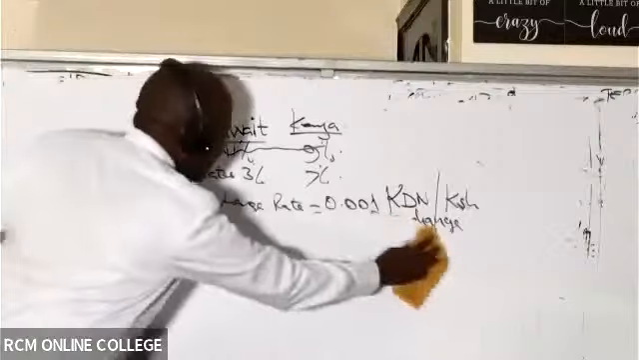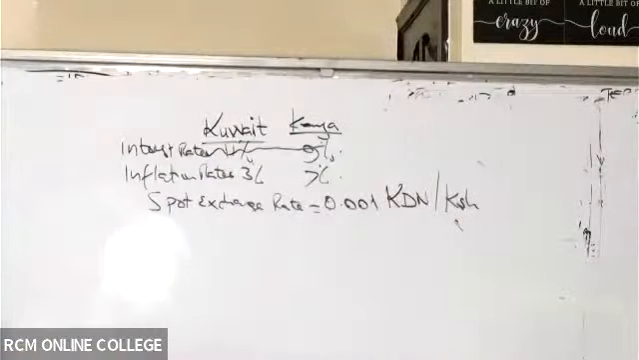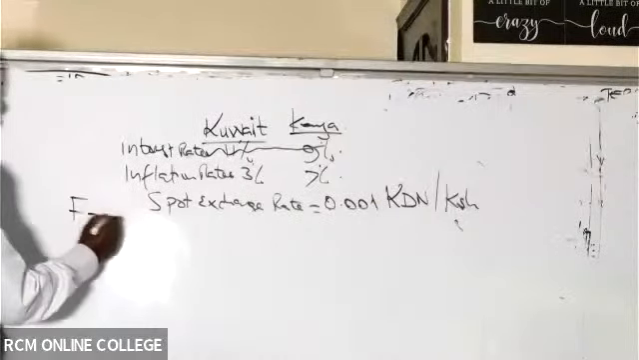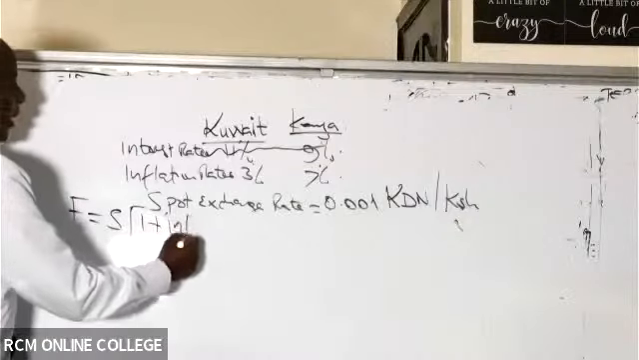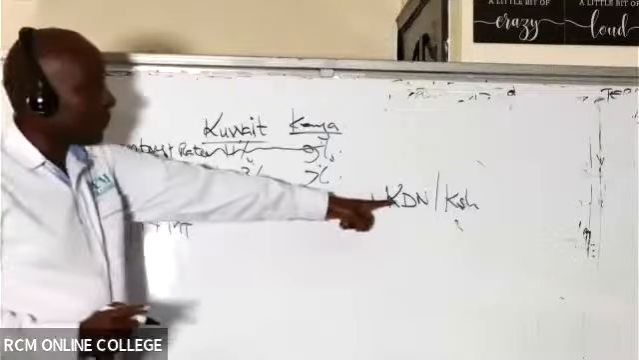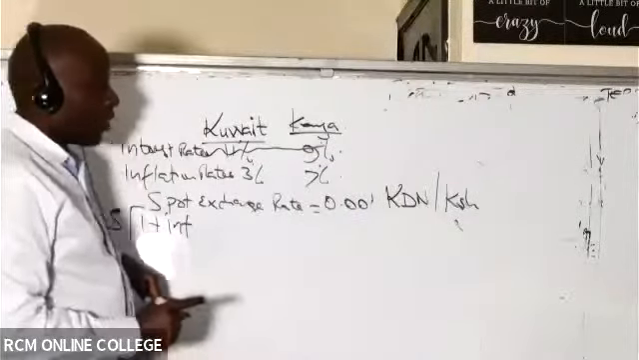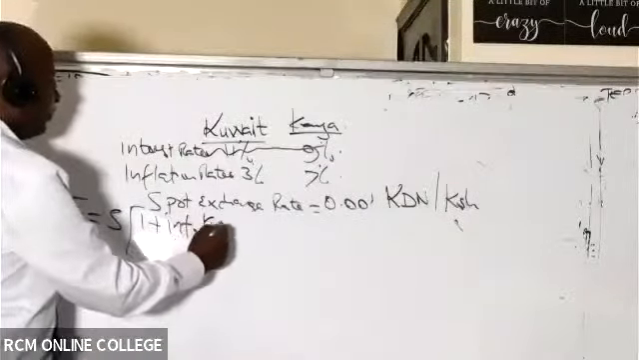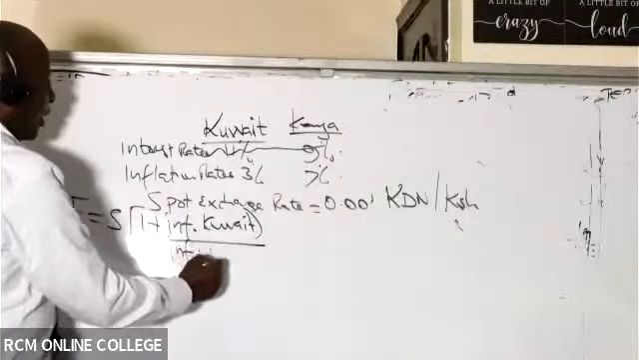Okay, thank you for that. So, ladies and gentlemen, here we are. We are using this formula, F equals the spot, times 1 plus inflation in which country? Inflation in which country will be on top? It will be Kuwait, because of this expression. Kuwait dinar over Kenya. Kenya this time around is down. So in this case, it is 1 plus inflation Kuwait, all over 1 plus inflation Kenya.